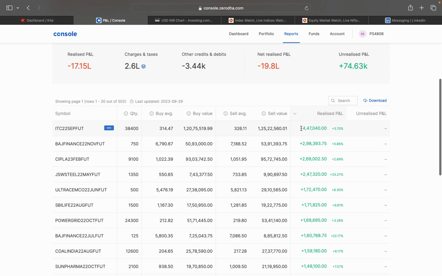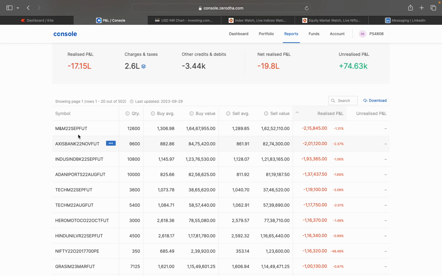We are seeing a gain of 4.5 lakh rupees for a percentage change of just 3%, 4%, which means every percentage change on ITC would change my P&L by 1 lakh rupee. And if you see on the downside, you will see M&M, in which I lost 2 lakh 15,000 rupees at 1.3%. It's just obscene.